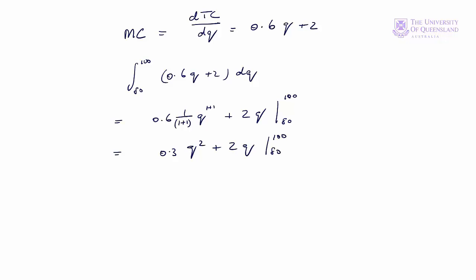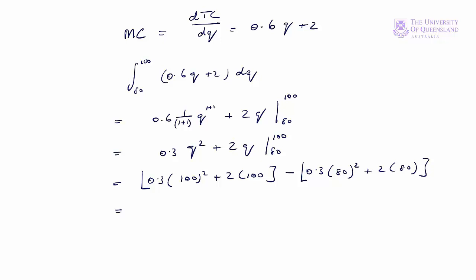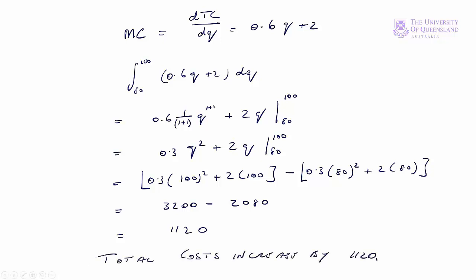We evaluate that function at 100 and then subtract the function evaluated at 80. So we'll have 0.3 times 100 squared plus 2 times 100, a big bracket around that, minus 0.3 times 80 squared plus 2 times 80, another bracket around that. Doing those calculations, we'll find that's 3,200 minus 2,080, and that's equal to 1,120. Put our conclusions then. Total costs increased by 1,120.